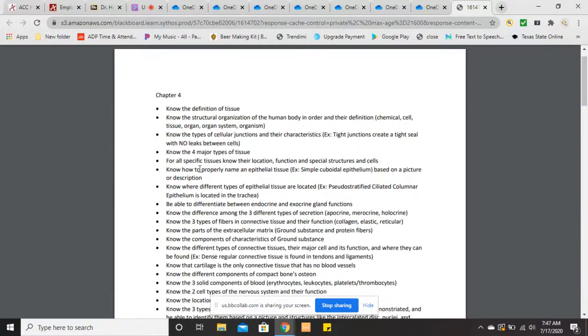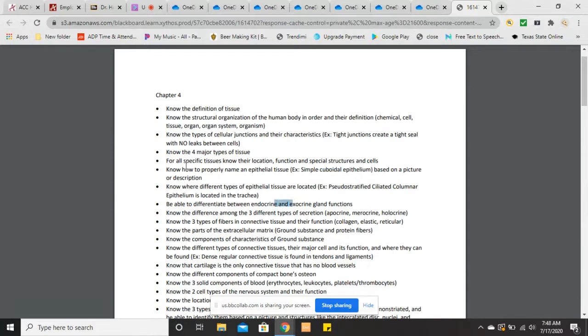So you can see these are just us rewording this one bullet point over and over again. Where do you find these tissues? What do these tissues do? What's special about them? Well, for epithelial tissues, one special thing is they're avascular. There's no blood vessel. And their cell is the epithelial cell. Doesn't matter what shape that cell is, squamous, cuboidal, or columnar, they are all epithelial cells.